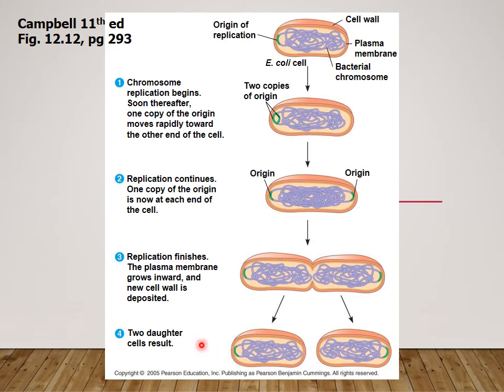So this is the summary of the binary fission that occurs in the E. coli cell. Hopefully everyone has a clear picture of what binary fission is and how binary fission occurs in bacteria or in E. coli cells. So hope to see you in the next video.